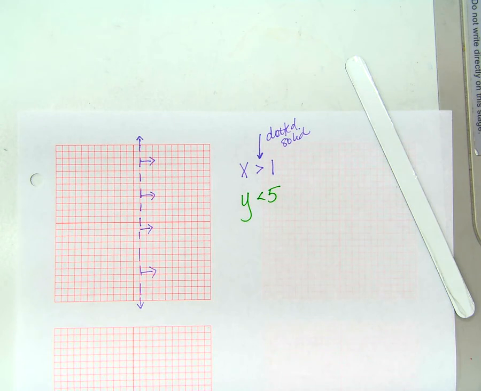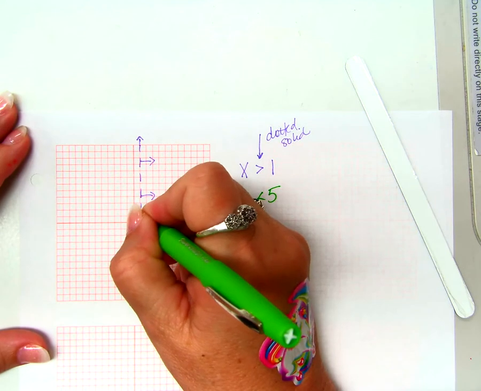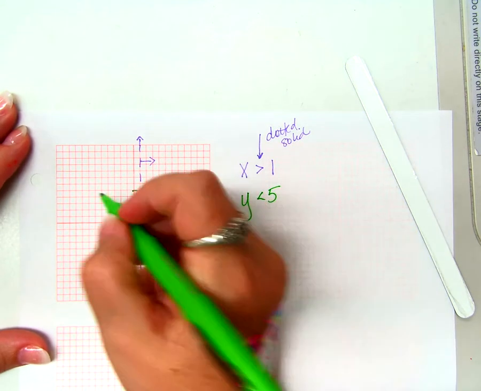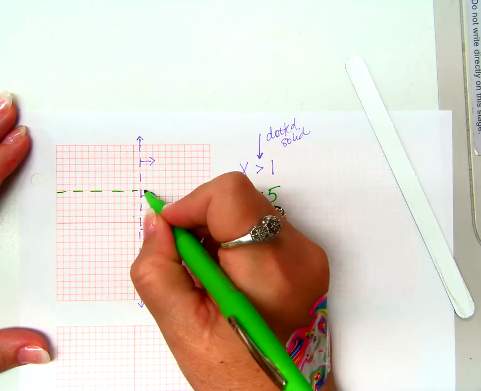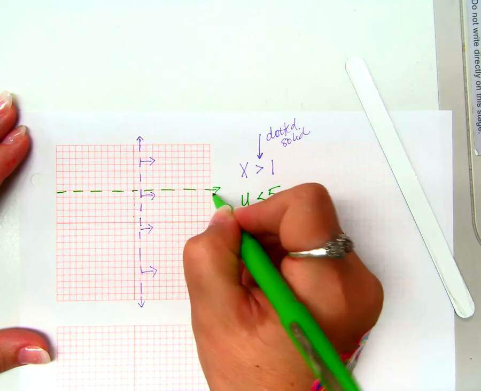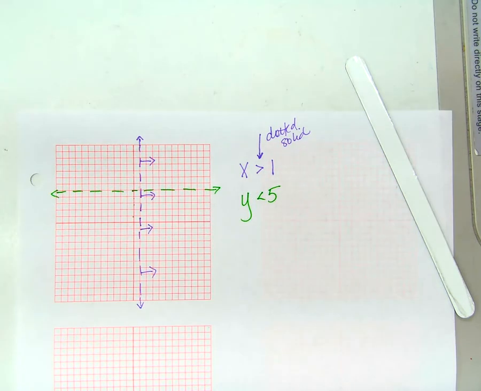Perfect. It hits the y-axis at 5. 1, 2, 3, 4, 5. So it goes like this. Right? You said it's a dotted line, right? Dotted line. So I can't say that it's shaded on the left side or right side this time, because there's not a left side or right side.